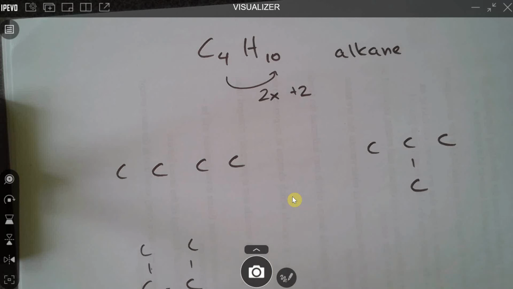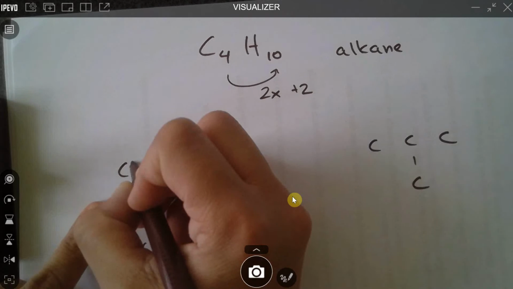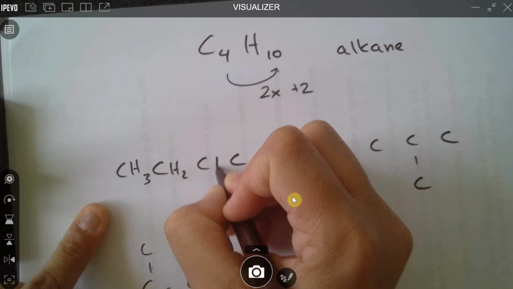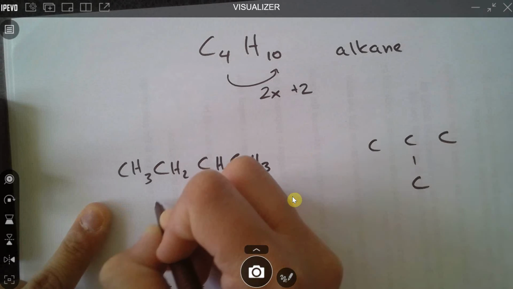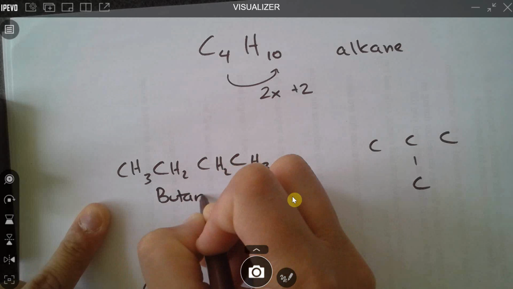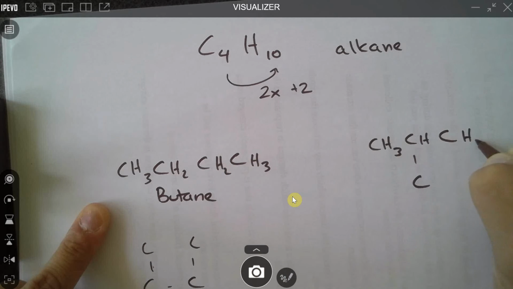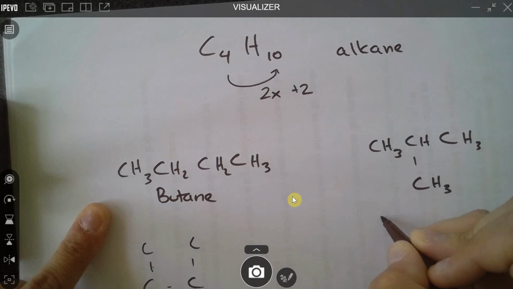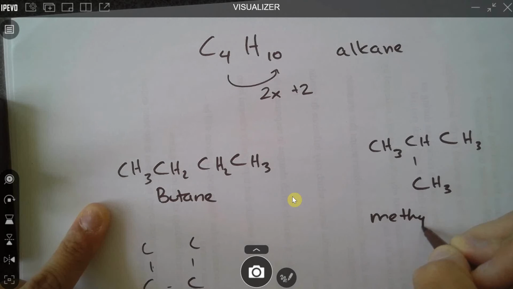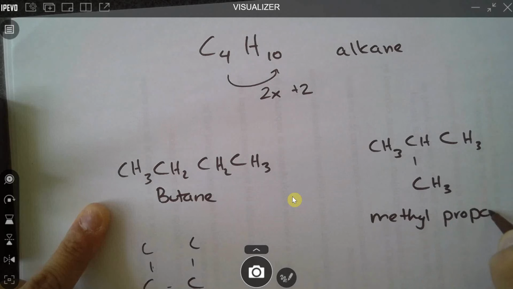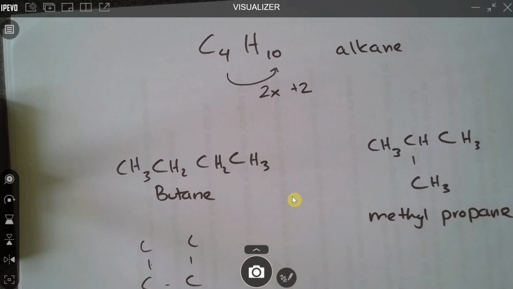If I'm not sure, always go and name them, because naming is a good way to check if you have it right or wrong. So when I fill this guy in, that's butane. When I fill this guy in, that is my methyl propane. I don't need to specify where the methyl is, because the methyl can only be in carbon number one. Sorry, carbon number two.